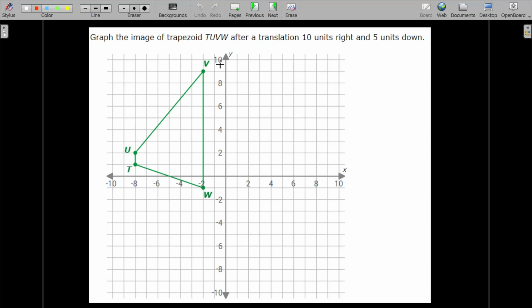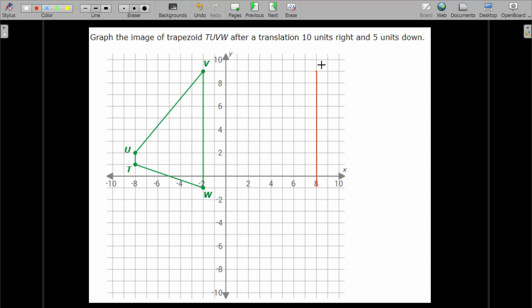Let's do one more problem. Graph the image of trapezoid TUVW after a translation of 10 units right and 5 units down. So 10 units right. So this time I'm not gonna write the coordinates of the points. I'll just simply move 10 units right and 5 units down. So if I take this line VW shifted 10 units right, so right now it is at negative 2. If you shifted 10 units right, it will be over here. So I'm then straight away gonna draw this line V dash W dash.